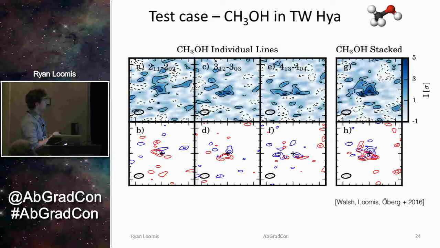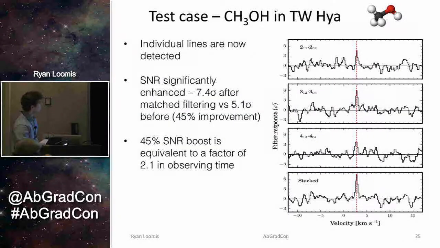So these were the observations of the methanol that I showed. These were the individual lines. They're very, very weakly detected, less than 3 sigma for each of these, and it's just barely detected in the stacked spectrum. But when we apply the matched filter to it, we get strong detections of each of the individual lines, and it's over a 7 sigma detection of the stacked lines.